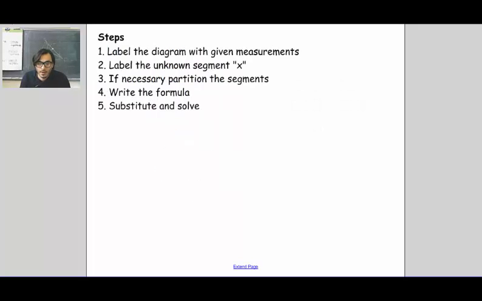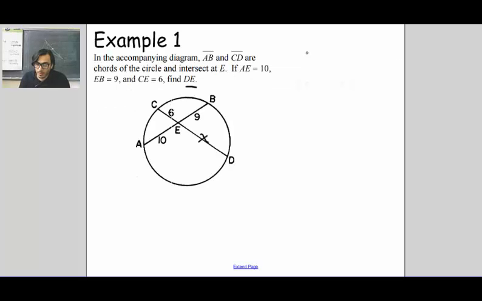The next part says, if necessary, partition the segments. This is not necessary for example 1, but it will be for example 2. So we'll talk more about this when we get to example 2. Step 4 says, write the formula. So the formula says A times B equals C times D.